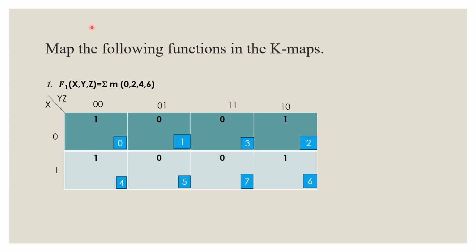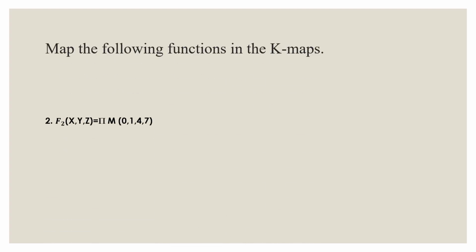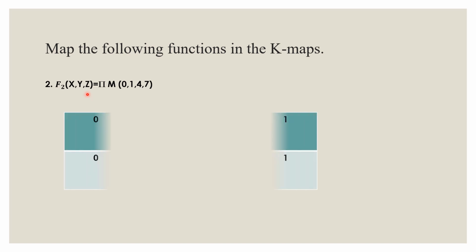max term representation for 3 variable. The second question is map the following functions in the K-map, that is f2, which is the function of xyz, that is equal to pi m. M is in caps, that means we have to compute the max term, and the function is 0, 1, 4, 7. So 3 variable means we know 8 boxes are represented in the K-map.